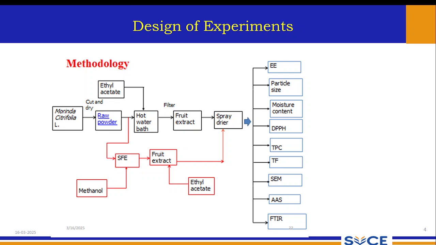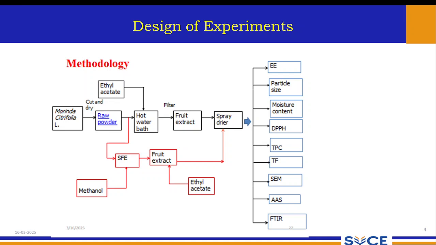During this process, I added ethyl acetate in the hot water extraction bath, and I also subjected the fruit to supercritical fluid extraction with methanol as solvent, and then compared the two. The hot water extract was subjected to spray drying and the extract obtained from supercritical fluid extraction was subjected to spray drying, and then the analysis was tested. So here during the spray drying process, I have added two additives. One is maltodextrin and the other is kappa carrageenan.